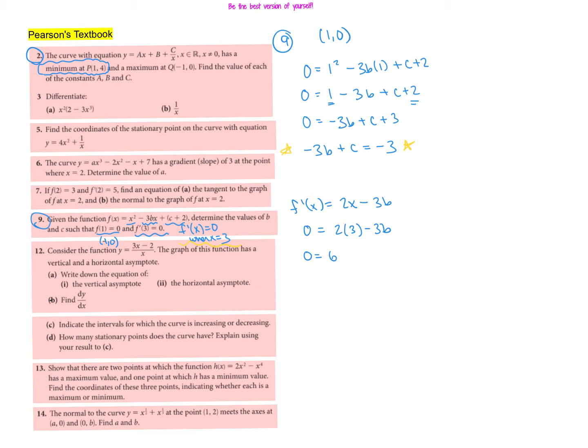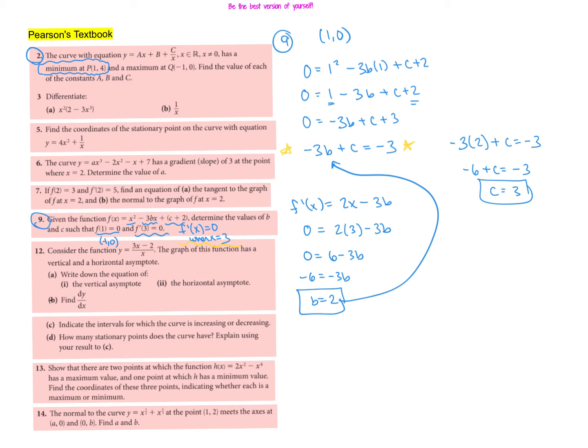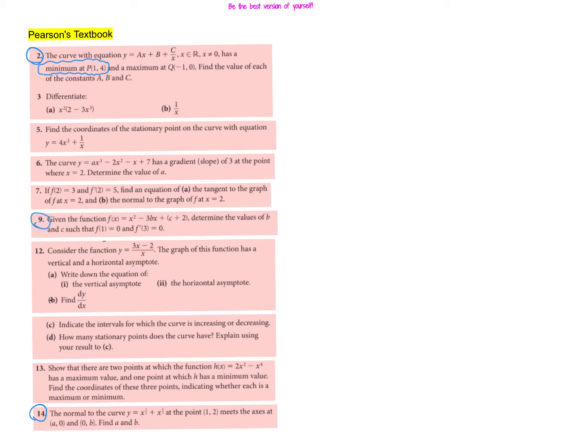Okay, so the derivative equals 0 when x equals 3. So I have 0 equals 6 minus 3b, negative 6 equals negative 3b, b equals 2. And then I'm going to plug that into there to solve for c. So negative 3 times 2 plus c equals negative 3. Negative 6 plus c equals negative 3. So c equals 3.